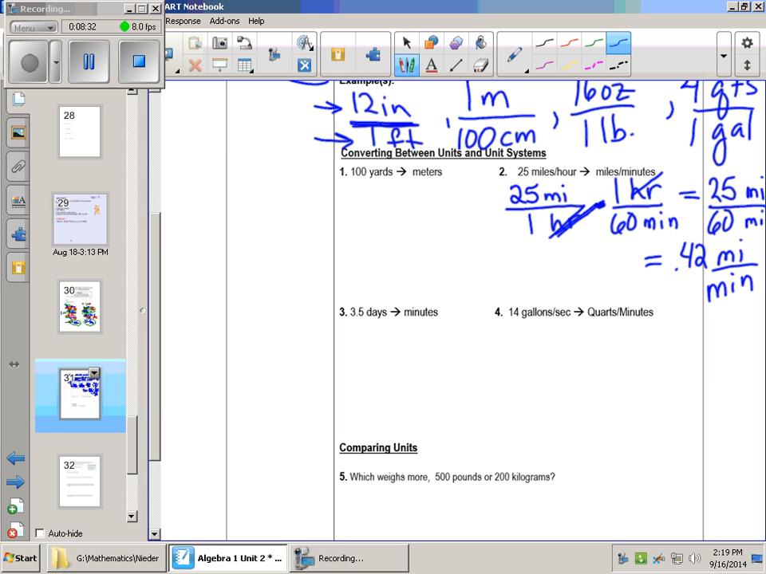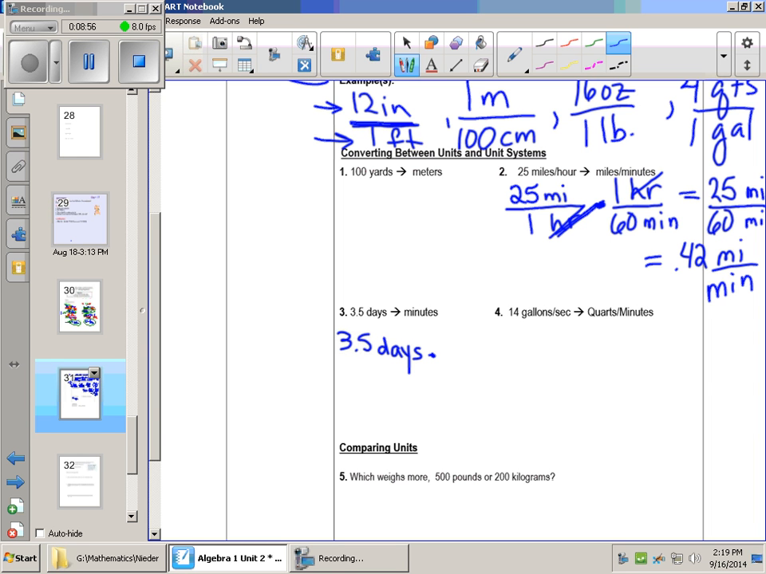So this isn't a rate. This is just changing the units. Some of you might be able to just do a simple calculation in your calculator and get it. But if that doesn't seem logical to you, you can set it up. I have 3.5 days, and I think, okay, what's my conversion factor that I'm going to multiply by? I want to get rid of days and change them to minutes. So we have to think, well, how many minutes are in a day?